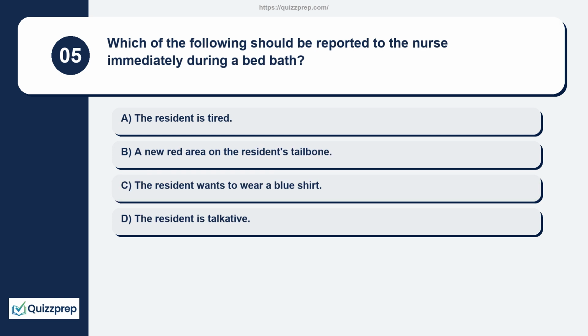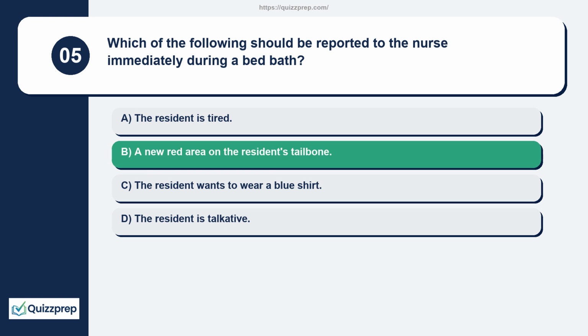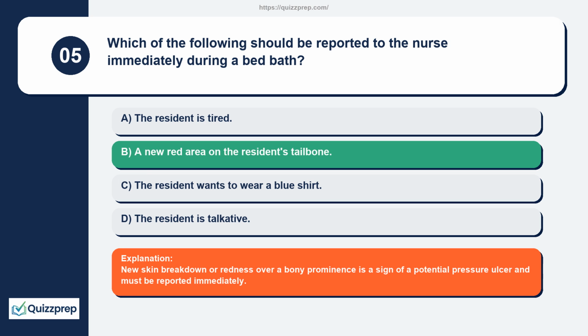Question 5. Which of the following should be reported to the nurse immediately during a bed bath? The resident is tired. A new red area on the resident's tailbone. The resident wants to wear a blue shirt. The resident is talkative. New skin breakdown or redness over a bony prominence is a sign of a potential pressure ulcer and must be reported immediately.